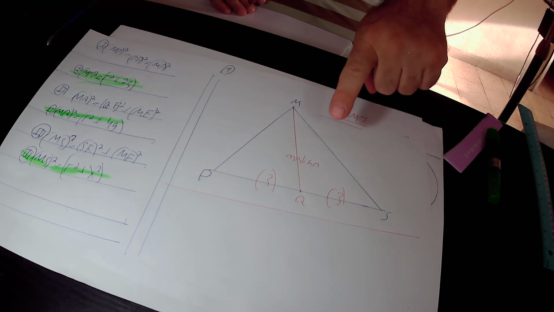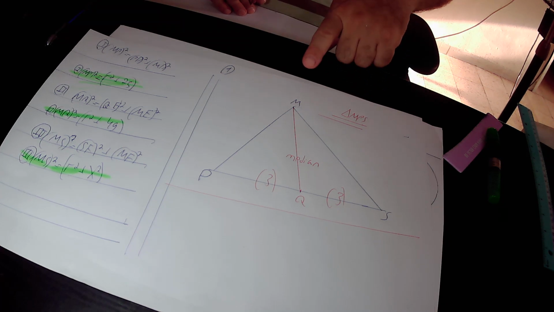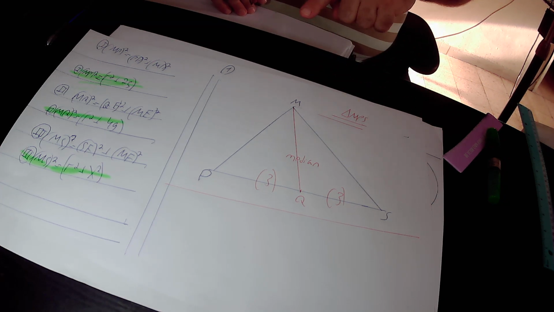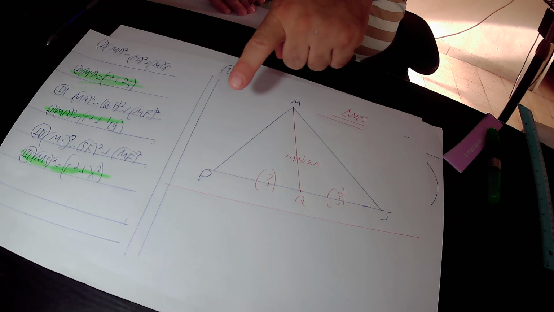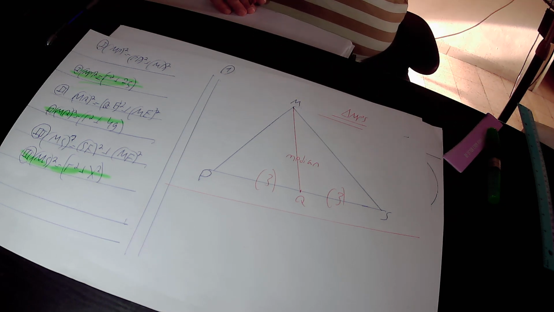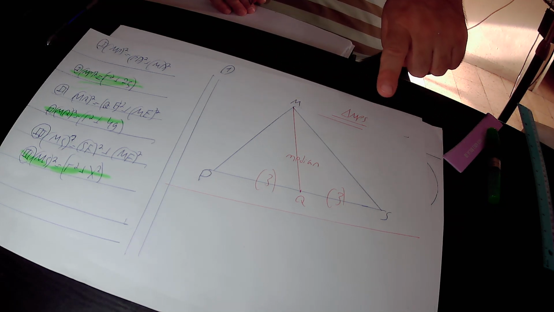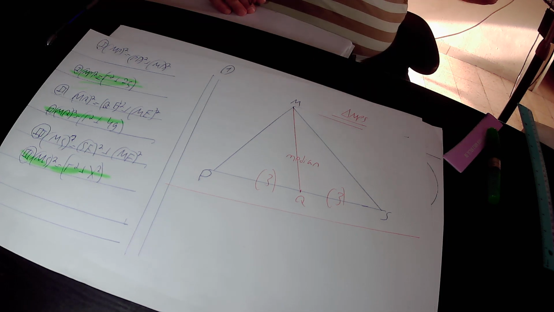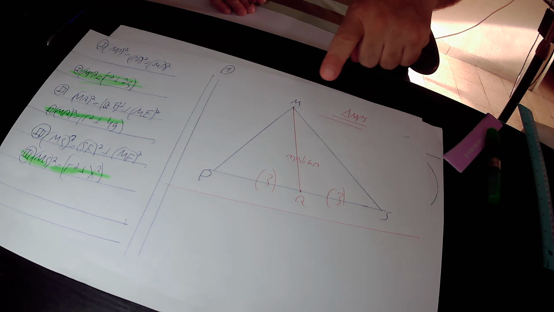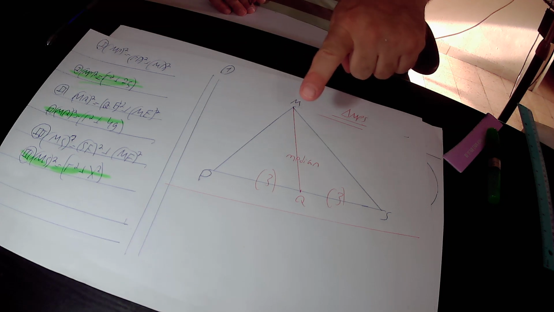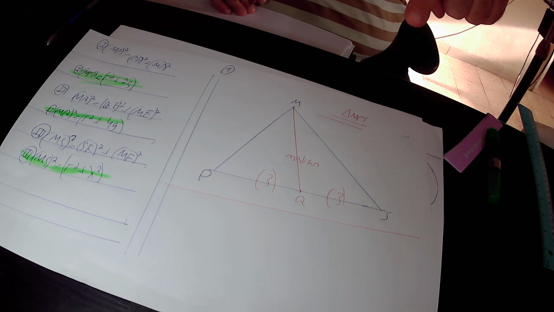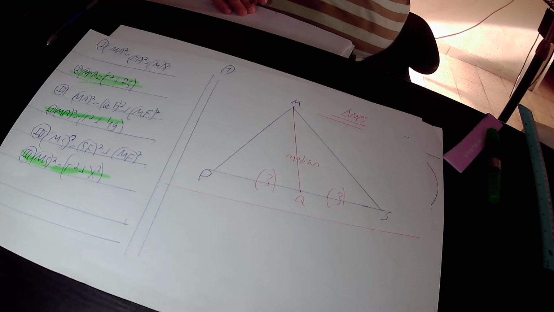So the median MQ starts from point M, that is the vertex of this triangle MPS, and ends at point Q, that is the midpoint of the opposite side PS. Why is point Q the midpoint of PS? Because PS in total is 3 plus 3, that is 6, and at point Q, PS has been bisected into two halves. Each half equals 3 units. PQ equals 3 and QS equals 3 units.